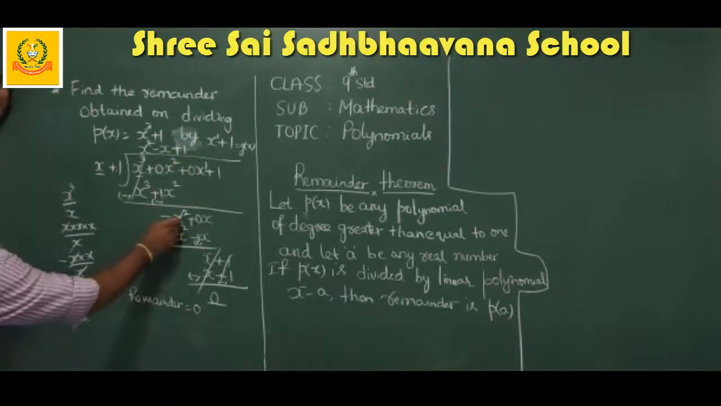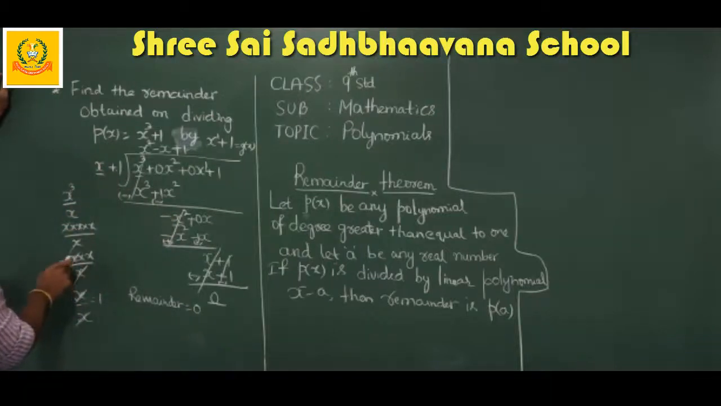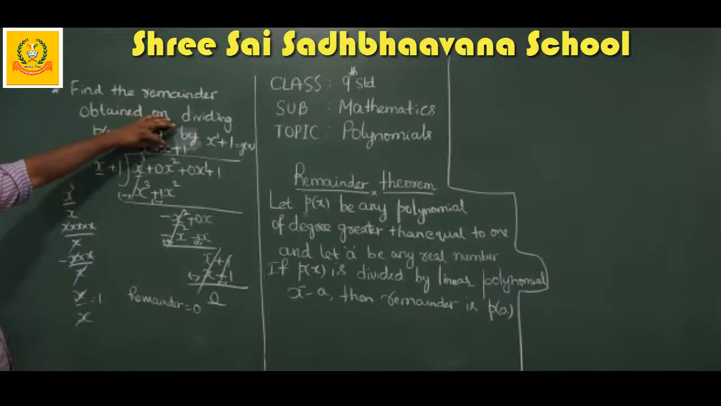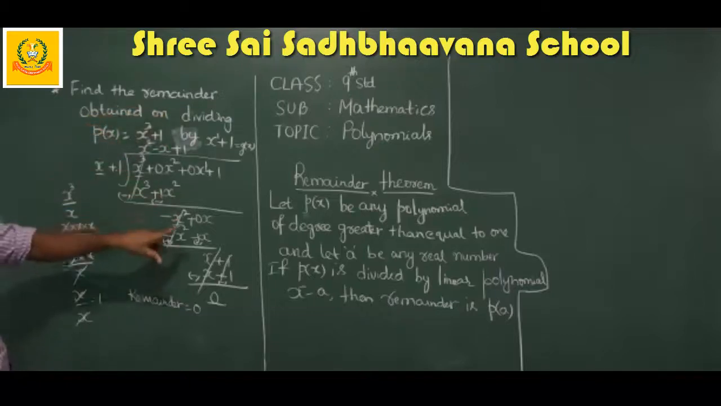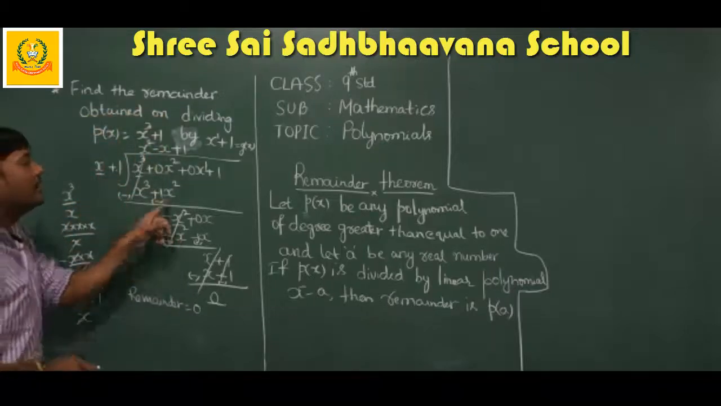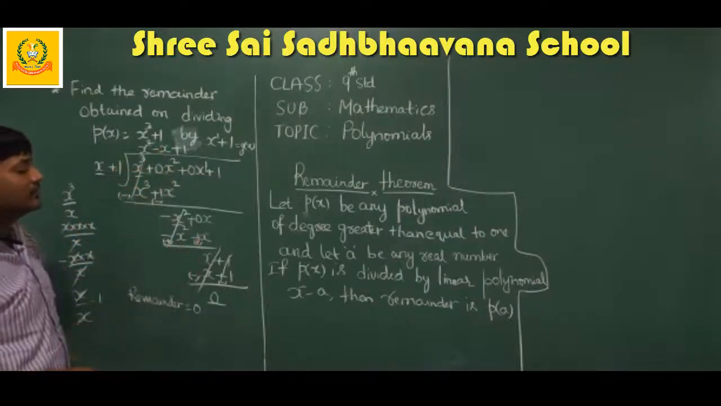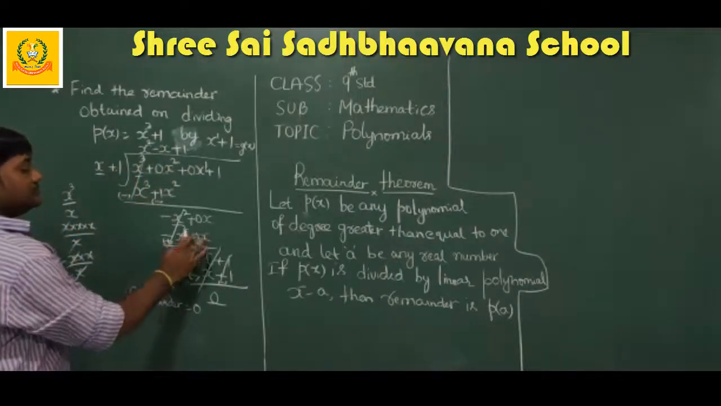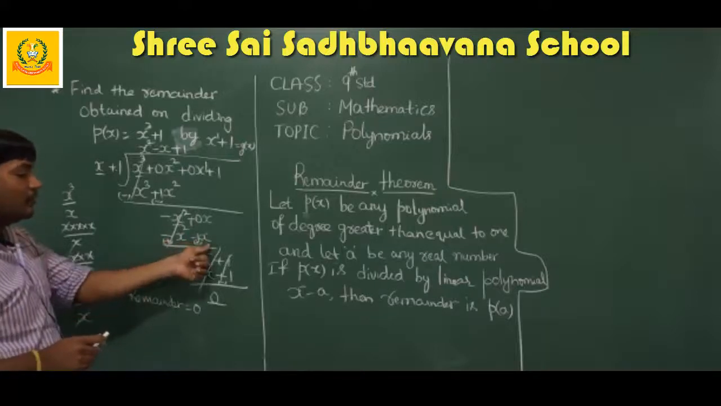Here what is the first term? Minus x square. What is the first term here? X. So minus x square can be written as minus x into x. Isn't it? And here what is the first term? X. So x and x will get cancelled. You will be left with minus x. Remember, you should be clear with the signs. If you don't consider this sign, definitely your answer will be wrong. So minus x you have to take. So minus x into first term, minus x into x, minus x square, minus x into plus 1, which is minus x. Got it? So again here we have to subtract.